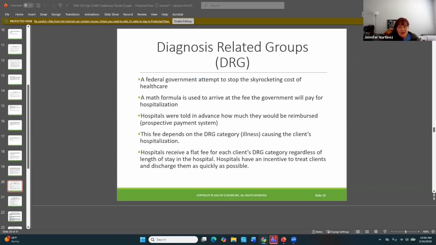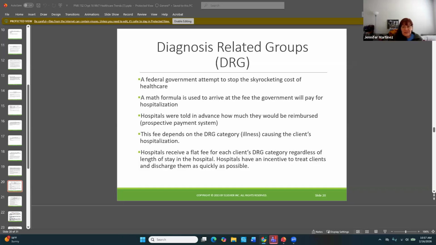So this is that DRG. Again, it's another way to try to stop the high cost of healthcare. And so again, it's just the fee that the companies or the government is going to pay for hospitalization. So again, they already know how much they're going to get depending on what that patient's diagnosis is.